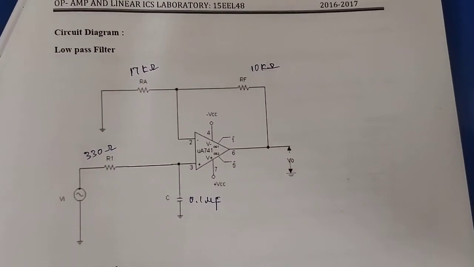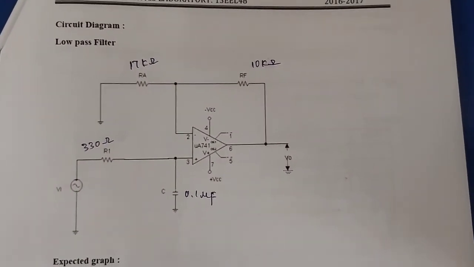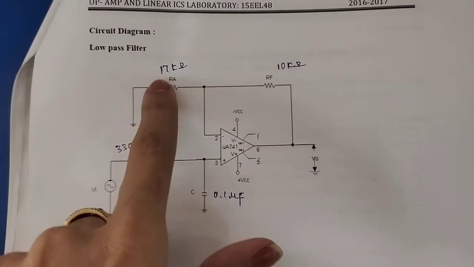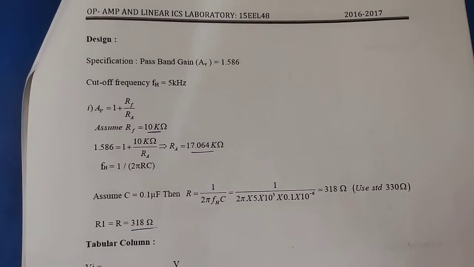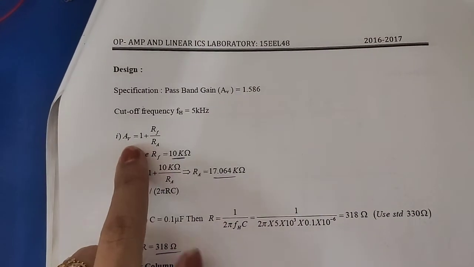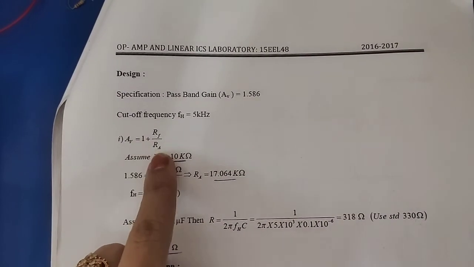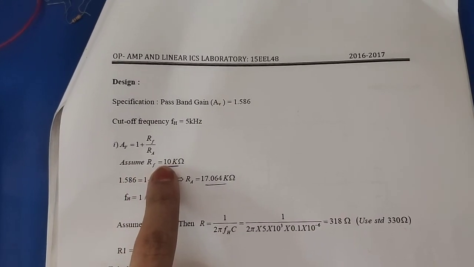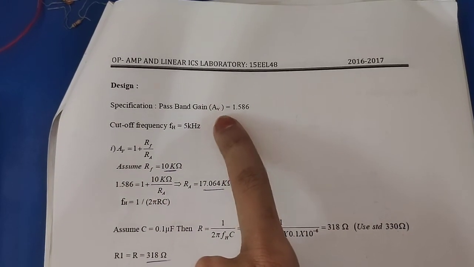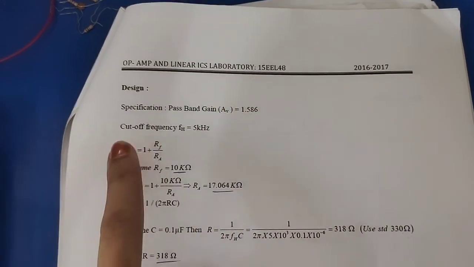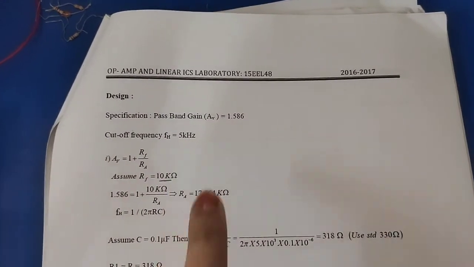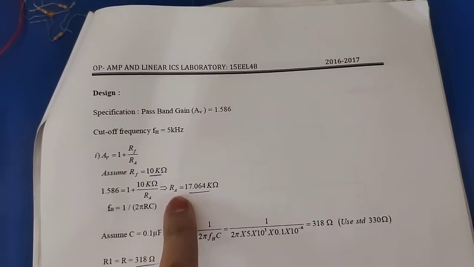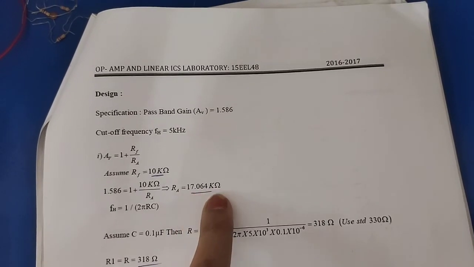So this is the circuit diagram of a low pass filter. In the low pass filter, for a known value of gain and a cutoff frequency, we have to calculate our R and C values. Let us see the design. For a low pass filter, the gain is given by AV equals 1 plus RF by R1. So we have to assume RF value, and also the pass band gain is 1.586 and the cutoff frequency is 5 kilohertz. By substituting all these values in this equation, we'll get R1 equals 17 kilo ohms.